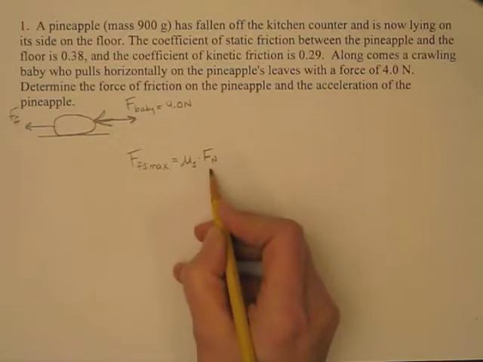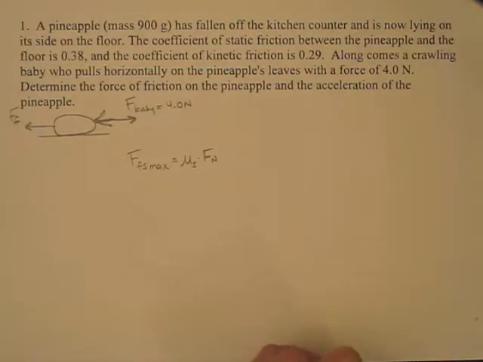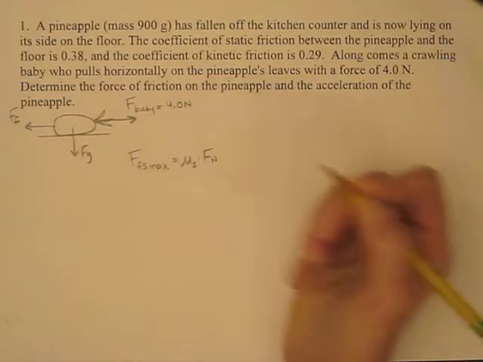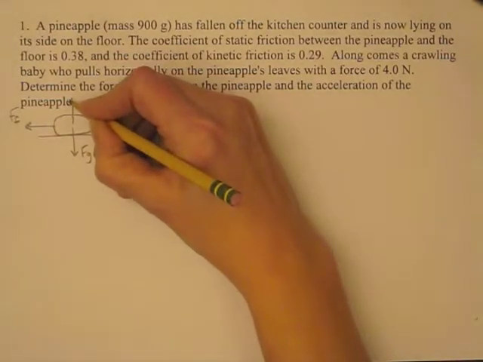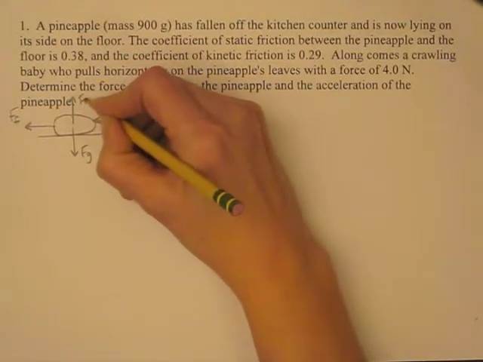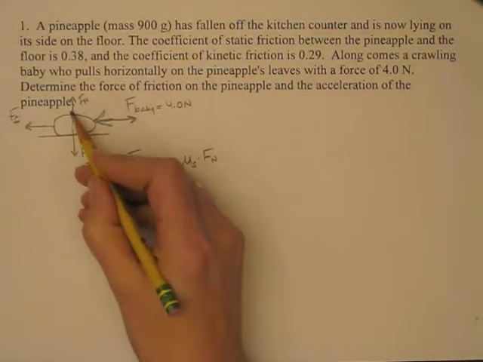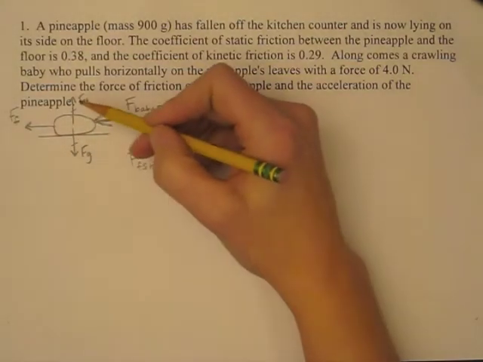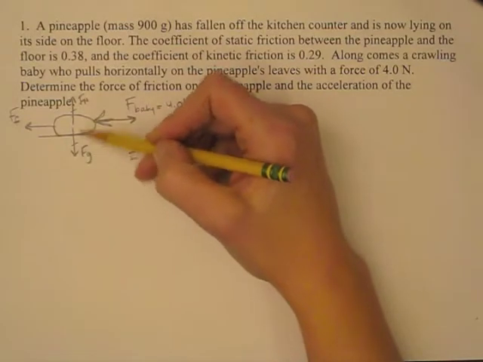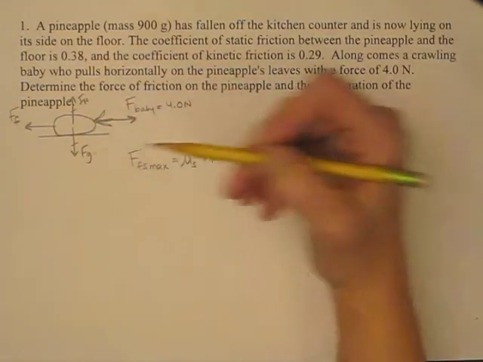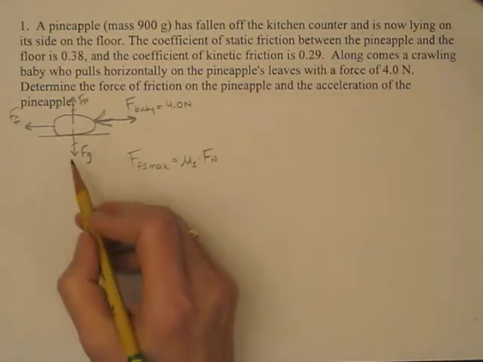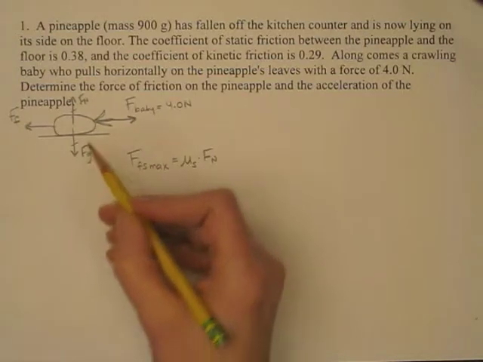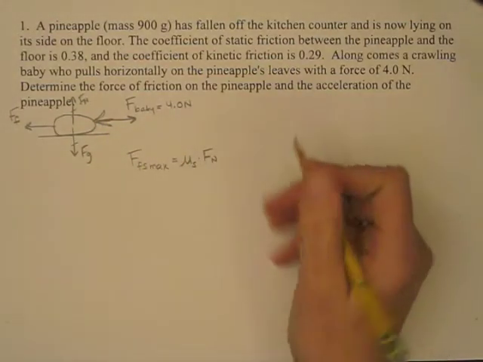So I don't know the normal force. Well, let's think about the vertical forces on the pineapple. So we have force of gravity pulling downward on the pineapple, and we have a normal force of the surface pushing up on the pineapple, and those forces are equal in magnitude because the pineapple's not accelerating up or down. So in the vertical direction we have balanced forces. So maybe I'll go ahead and find the force of gravity, because if I could find the force of gravity, I know that's going to be equal to the normal force.